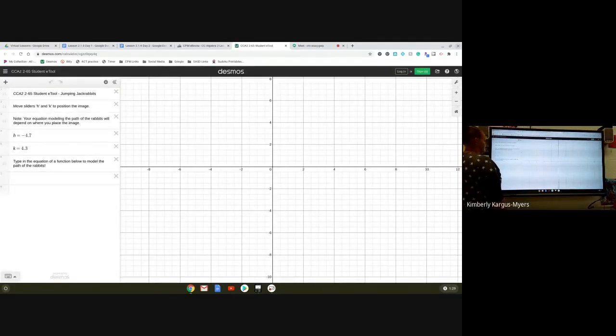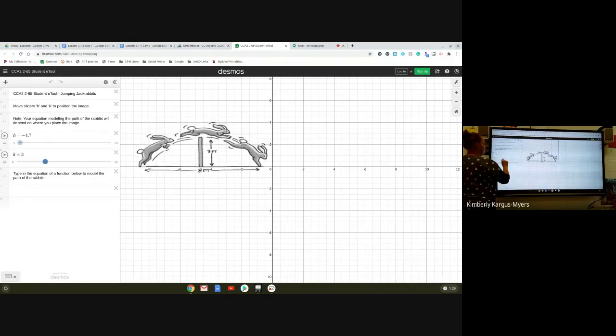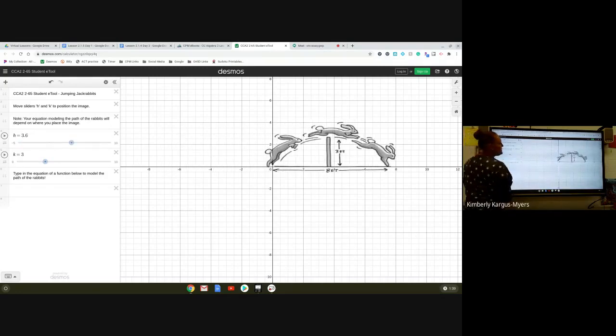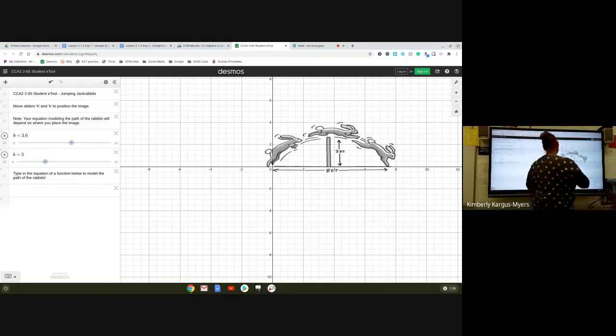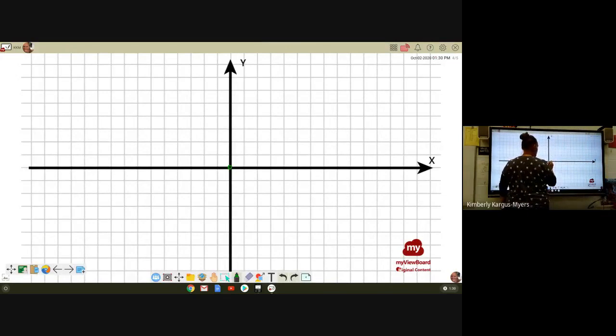Where are the rabbits? Come on, there they are. In order to move the rabbits, you have to use these little sliders. I'm going to have the rabbits sit right on the X axis. Now that's a distance of 8, theoretically. So it looks like if we start at 0, we end at 8, the vertex is right in the middle, and then up 3. So we're starting at the origin. We're going to move over 8: 1, 2, 3, 4, 5, 6, 7, 8. The vertex is right in the middle.